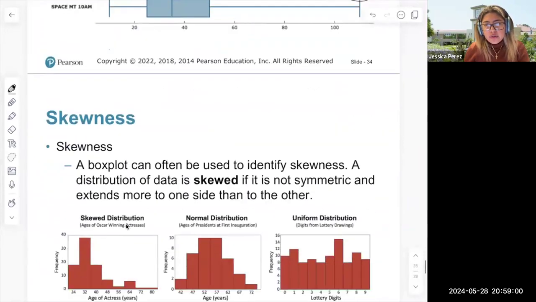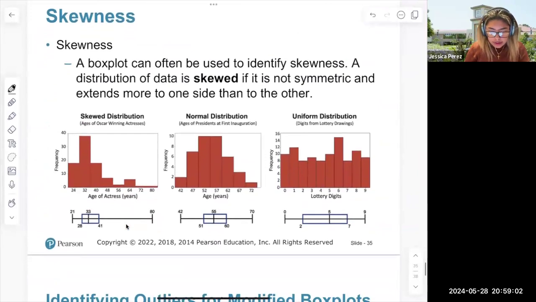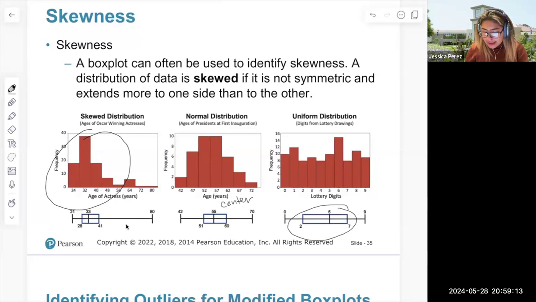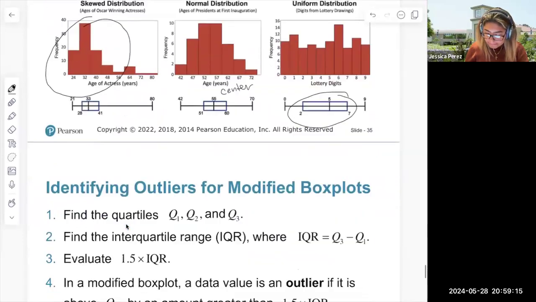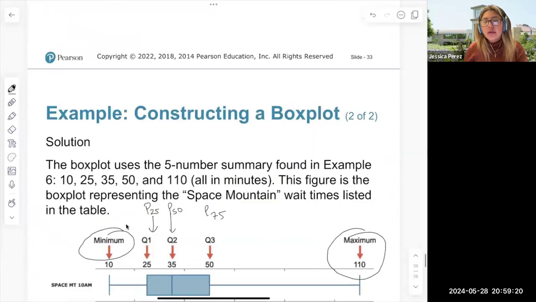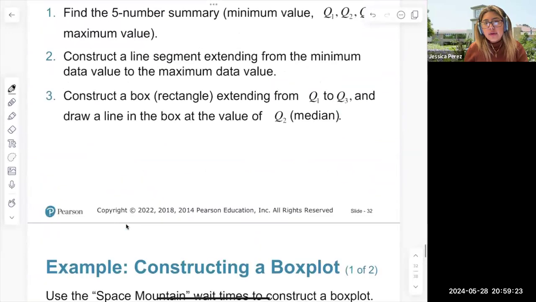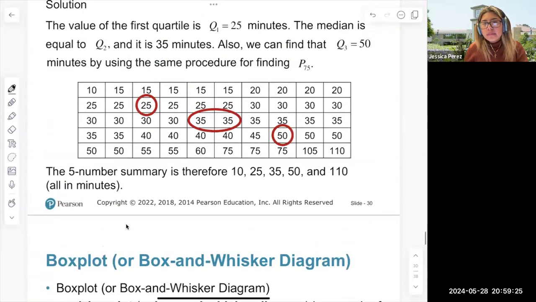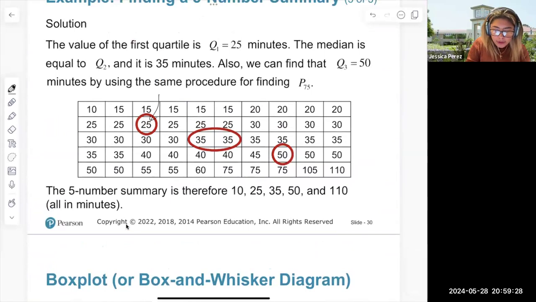The last part is skewedness. We talked about skewed, when the data is more to the left. When it's normal, it's in the center. Uniform is where everything is kind of centered in the middle. And that's pretty much it. This section was finding quartiles and creating a box plot. Remember we found P25, then P50, and then P75.